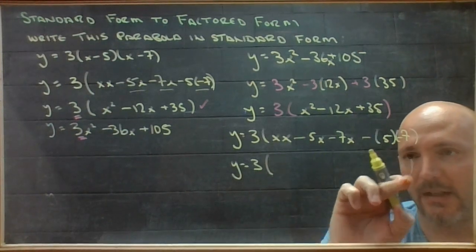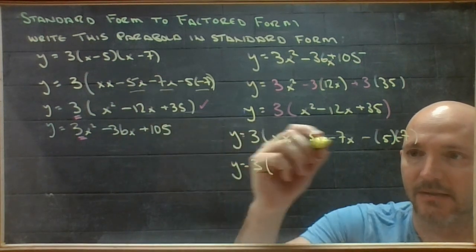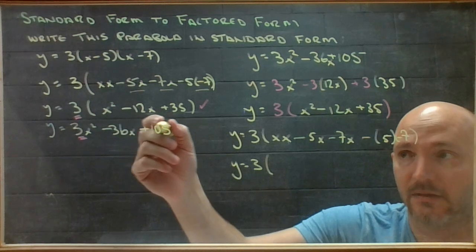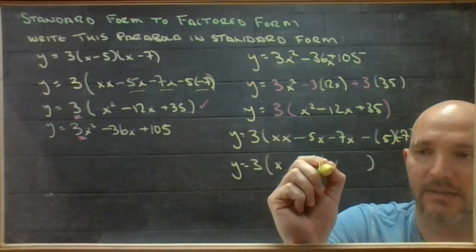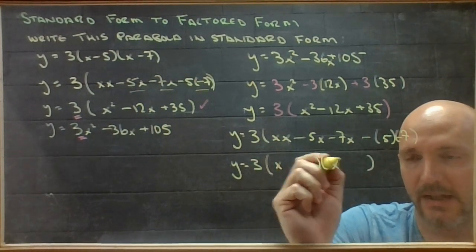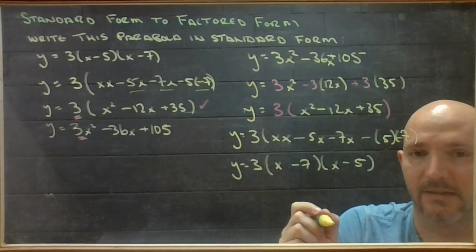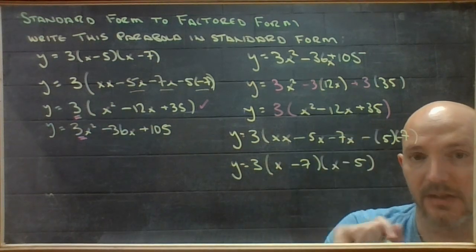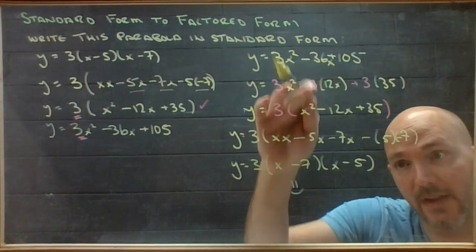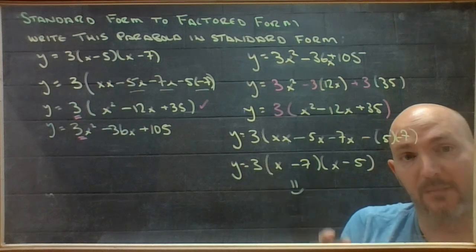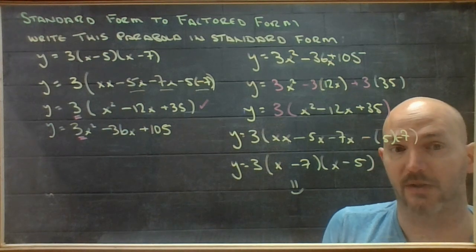If I've got this hot mess all up here, when you built this bracket here from these, you could see that I needed an x partnered with an x, partnered with a -5, and a -7 partnered with an x, and a -7 times a -5 gave me that. And you're done. You've managed to take this standard form and put it into factored form. So I'm just going to clear this off here, and we're going to try another example.